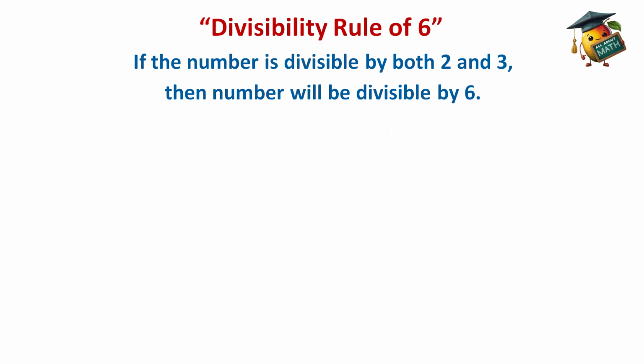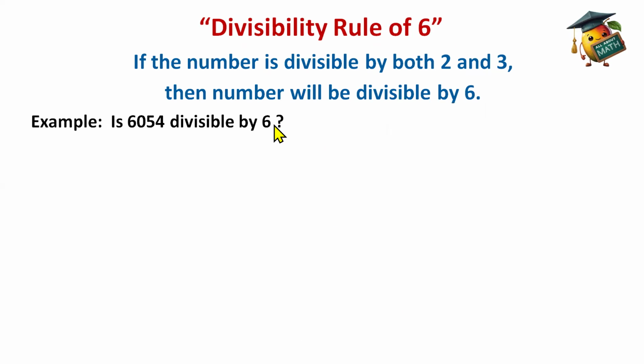Moving further, divisibility rule of 6. 6 combines the powers of 2 and 3. If the number is divisible by both 2 and 3, then the number will be divisible by 6 as well. So we already know the divisibility rule of 2 and 3. For 2, we check the last digit. For 3, the sum of all digits should come in the table of 3. So we have to just check like that.